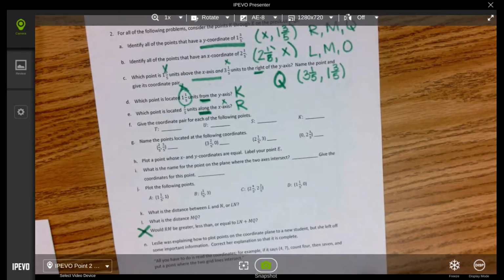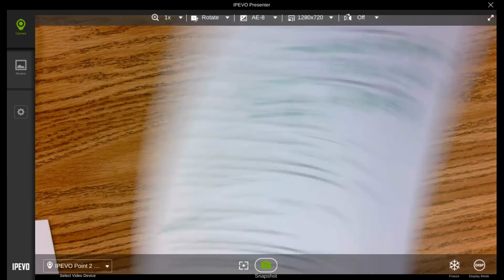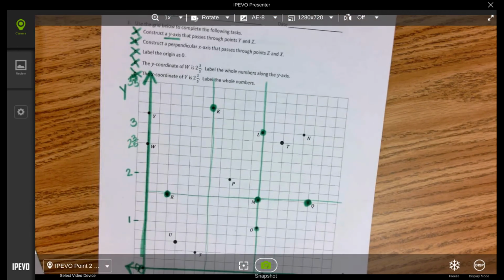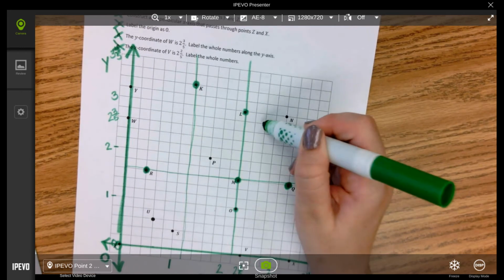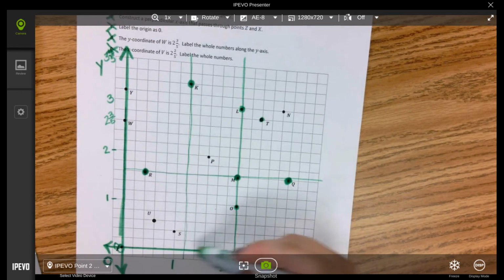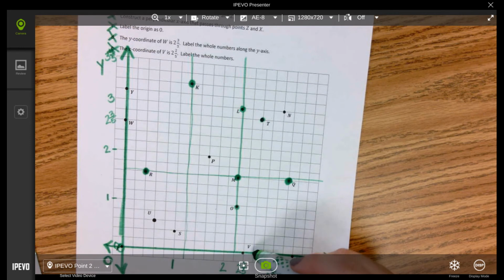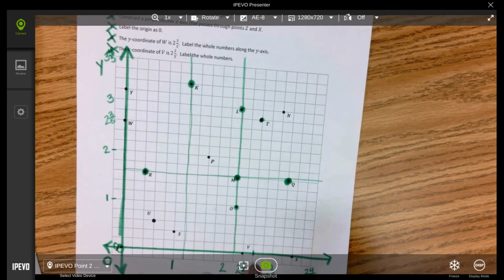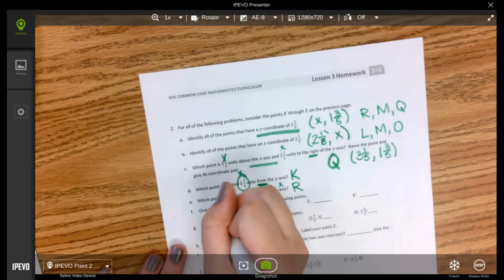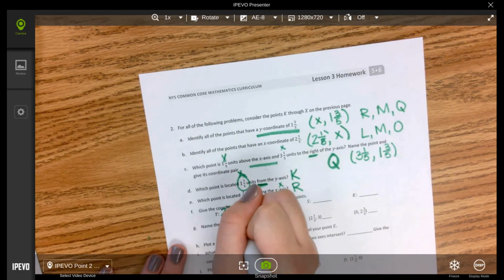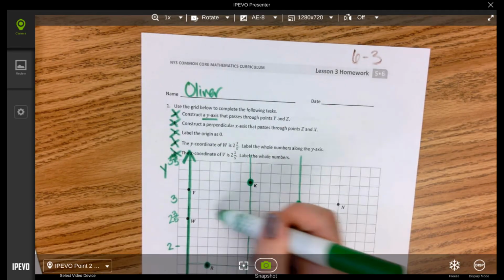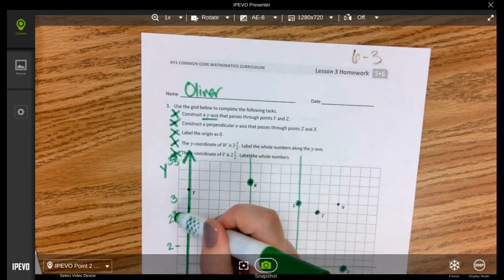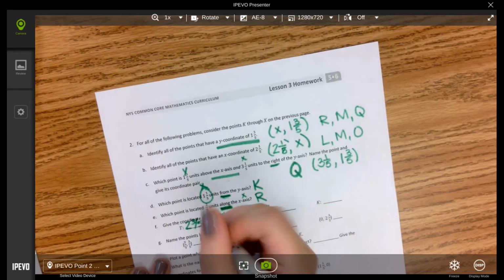All right, give the coordinate pair for each of the following points. So if I look at T, where is T? First thing is locating it, right? So T, here it is. I'm going to go across until I get there. And right here is where my T hits. So that's 2 3/5 for the first one. 2 3/5, comma. Now how far up is it? It's 1 after this one, so 2 4/5.